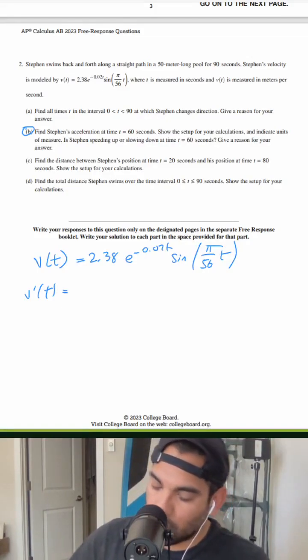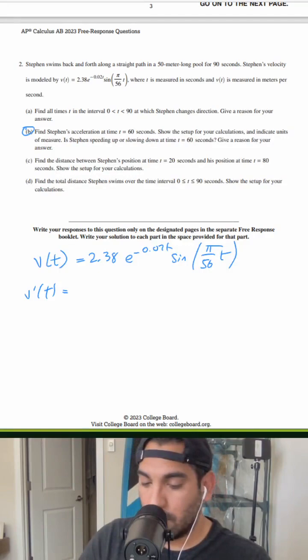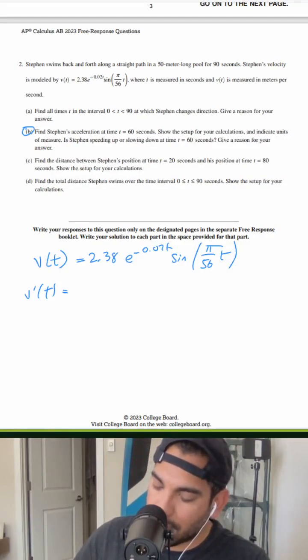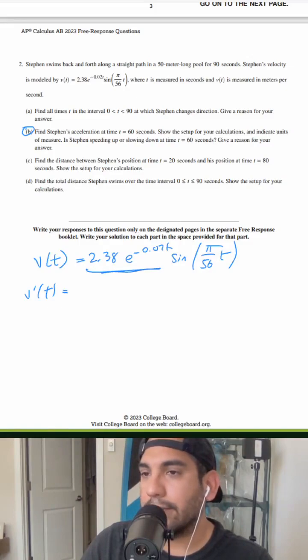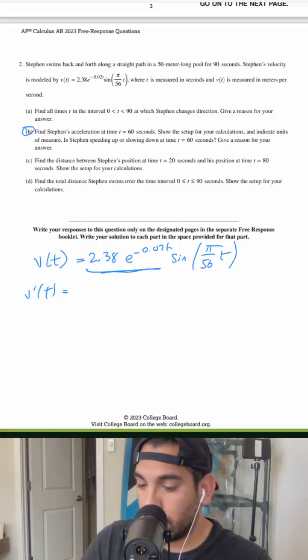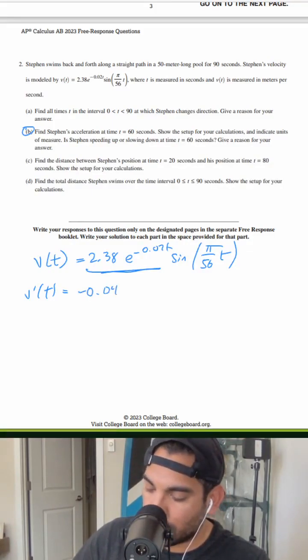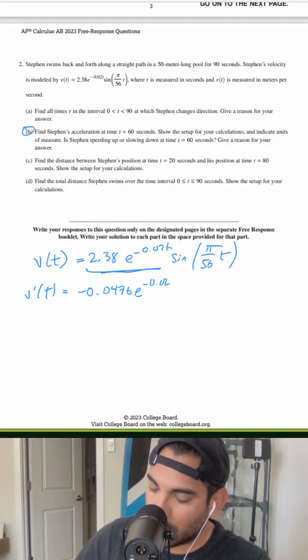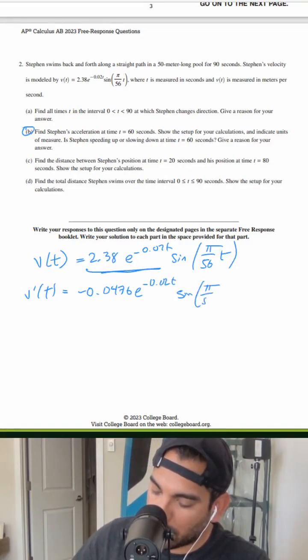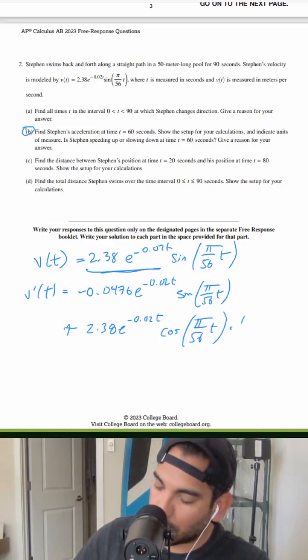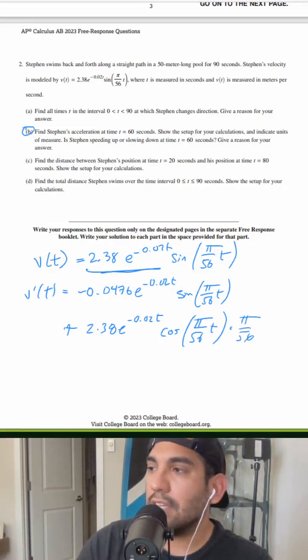I'm taking the derivative of this function first, the 2.38 times e to the negative 0.02t, so negative 0.02 times 2.38. And I get negative 0.0476 e to the negative 0.02t sine of pi over 56t, plus 2.38 e to the negative 0.02t, and then take the derivative of the sine function, which is cosine of pi over 56t times pi over 56. So this is the acceleration.